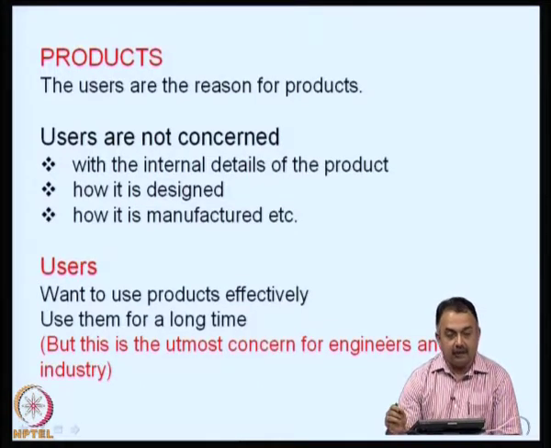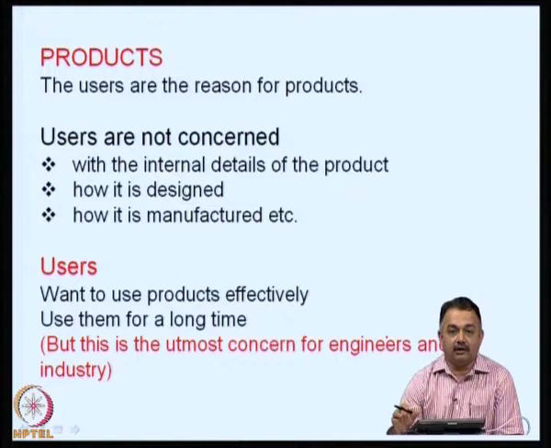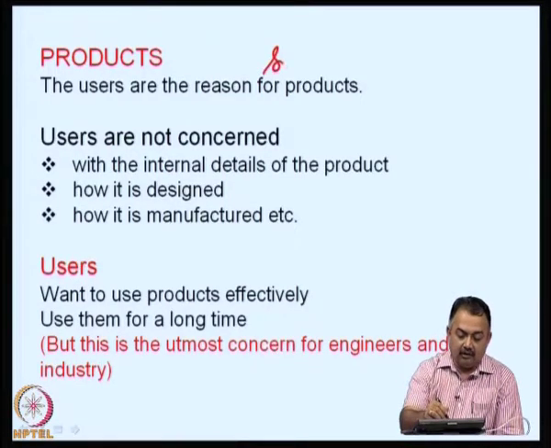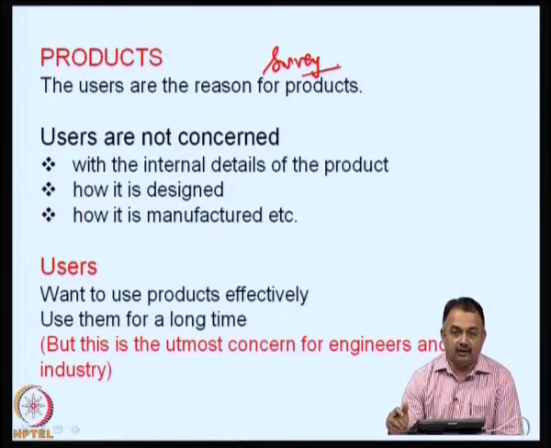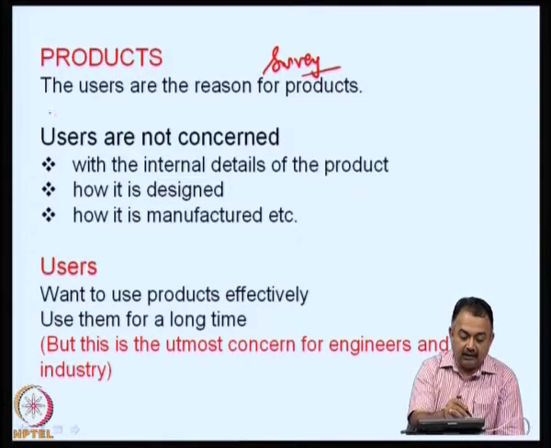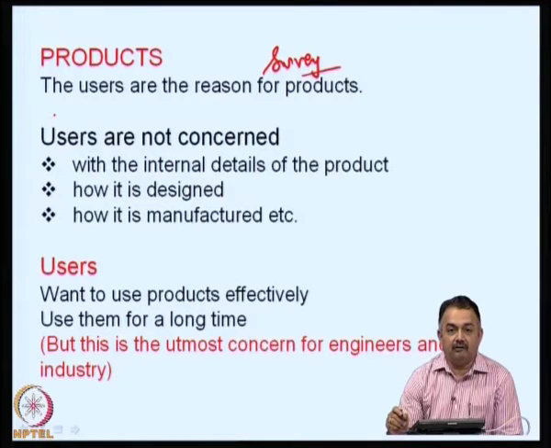So, the products are the important things for users today, and the user dictates what kind of products they want. So, normally a survey is done by the companies to find out what is the interest of the user, and based on that market survey and user survey, the products are designed. So, it is very simple to accept this statement saying that the users are the reason for products.